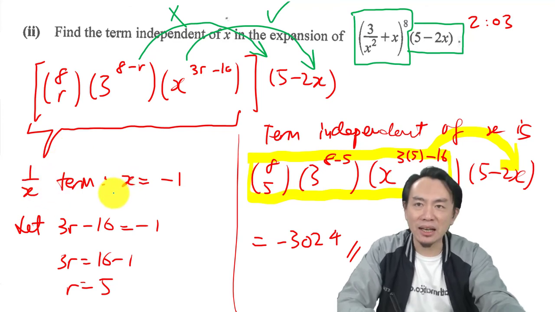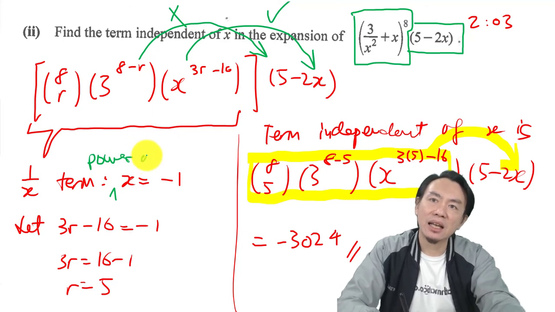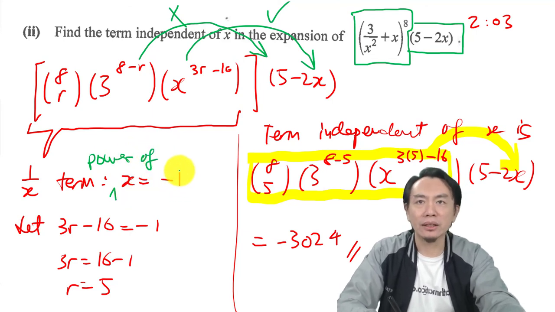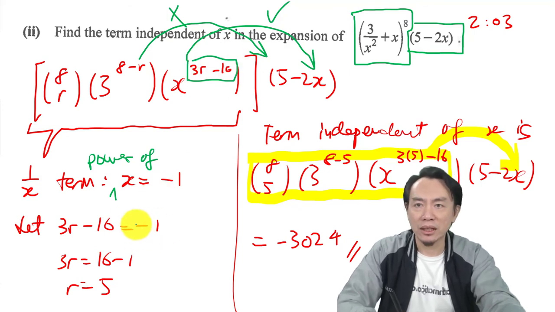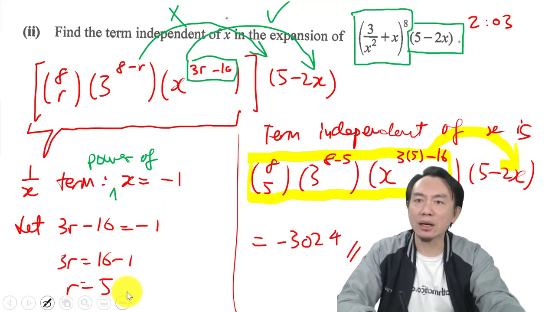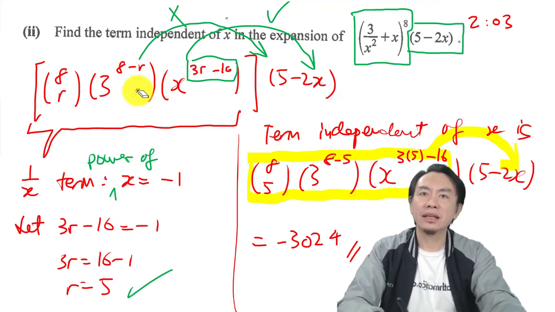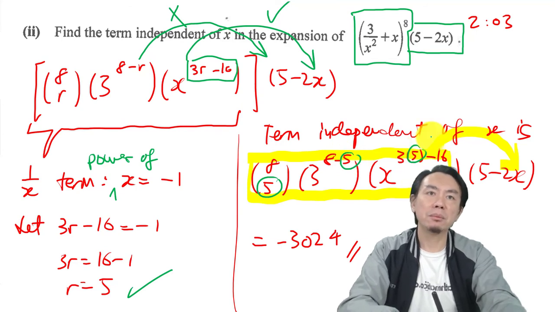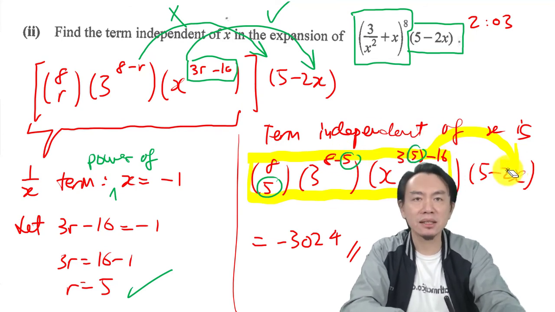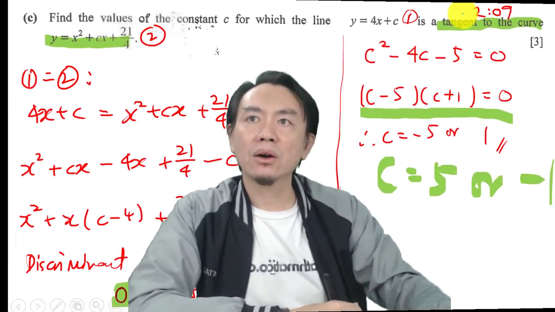I didn't write this correctly. I meant to say that the power of x is equal to negative 1. So that means this 3r minus 16 would give us a negative 1, and in which case r would be equal to 5. And so if r is 5, then I'll just sub the 5 in here. And then we multiply this whole chunk by 2x. We get negative 3024.